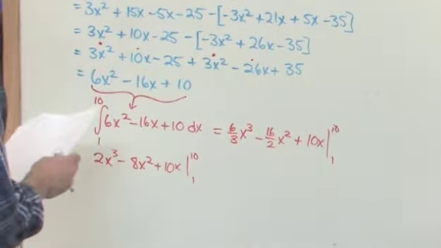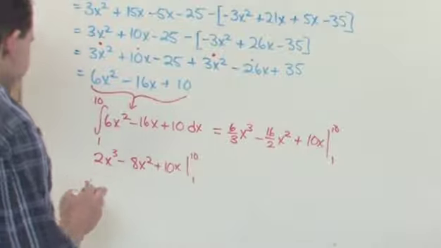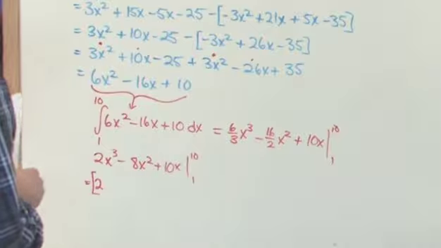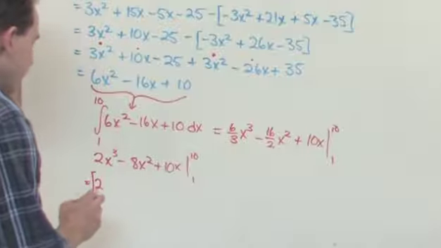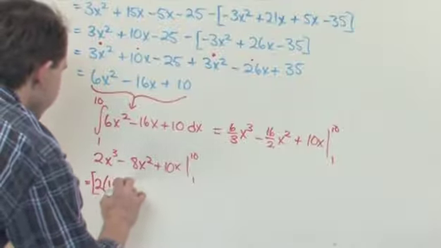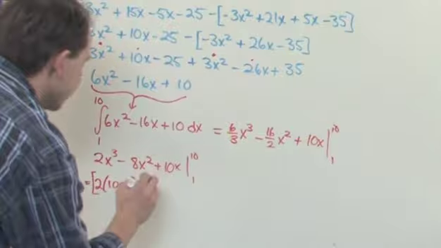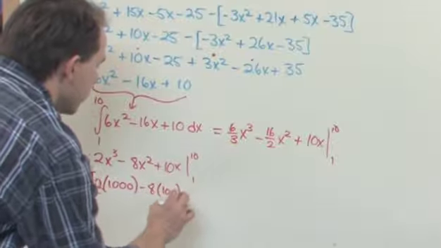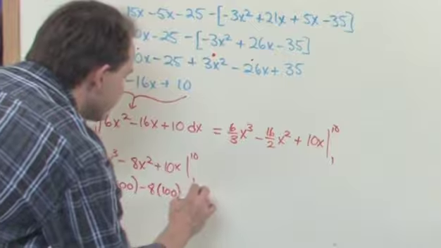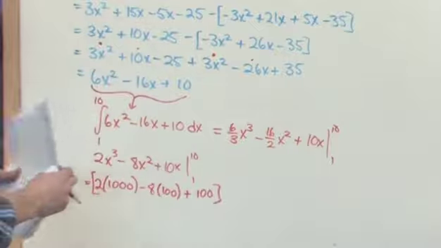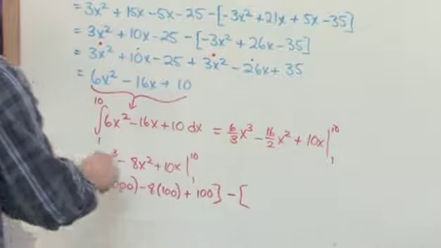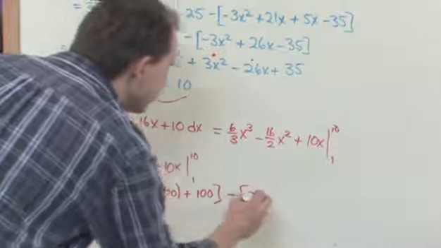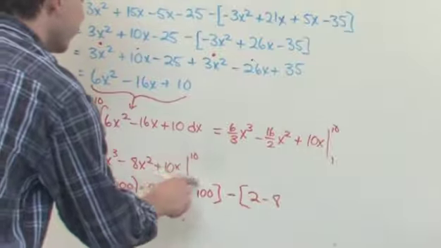Okay, and then what I'm going to have here is, evaluating at 10, 2 times 10 cubed. What is 10 cubed going to come out to be? 10 cubed is going to be 1,000. So I'm going to have 1,000 right here, minus 8 times 10 squared, that's going to be 100, plus 10 times 10 is going to give me 100. And that's evaluated at 10. And I'm going to subtract off evaluating everything at 1, so I'm going to have 2. Obviously 1 cubed is 1, so it just drops away, minus 8, and then plus the 10 because I'm evaluating at 1.